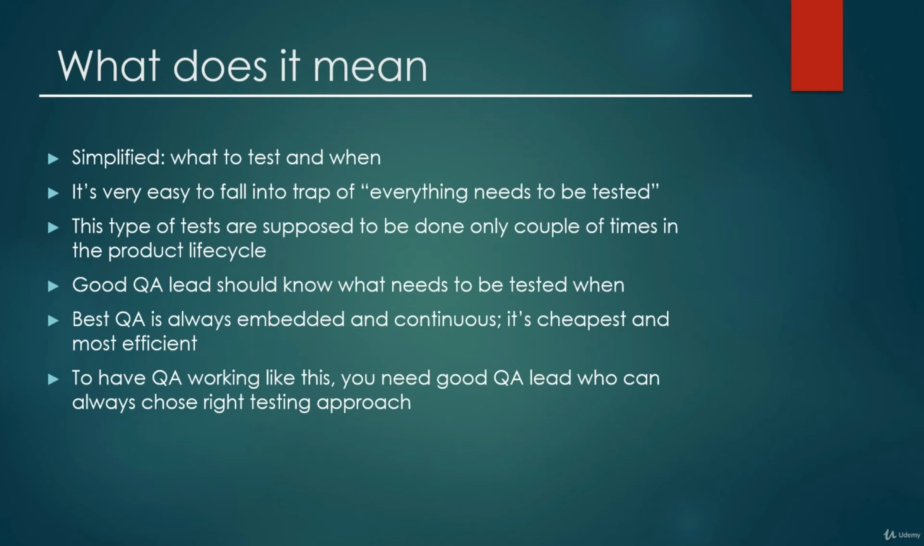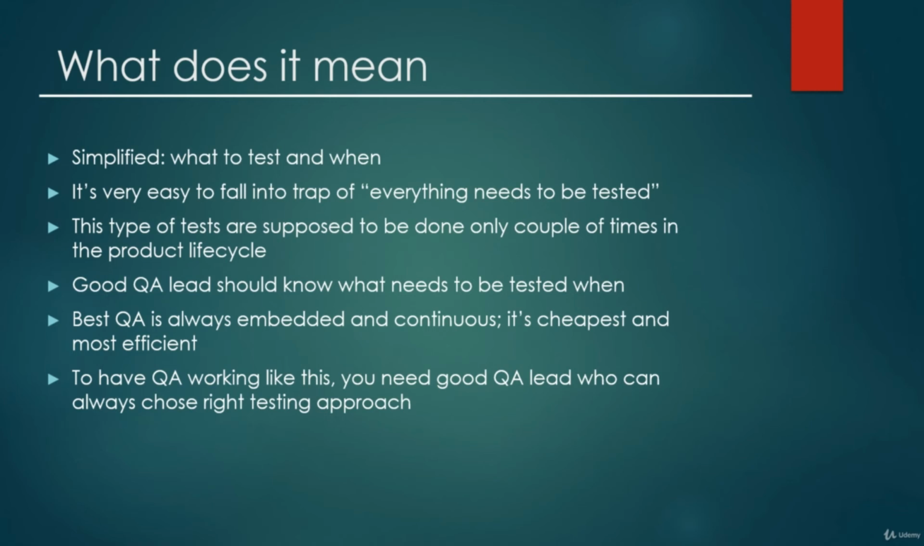Base QA is always embedded and continuous. In the long run, it's the cheapest. Even if it might seem counterproductive, why would you have a QA early in the team? But if you continuously test your software, you will find the most serious problems early on when there's much less stress to fix them, because the cost of fixing big bugs later in development is much higher. And it's also going to be less stressful for the team. But to have QA working efficiently like this, you will need a good QA lead or QA person who can choose the right testing approach.